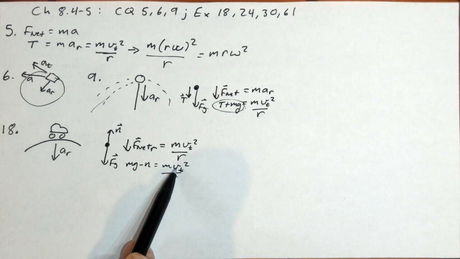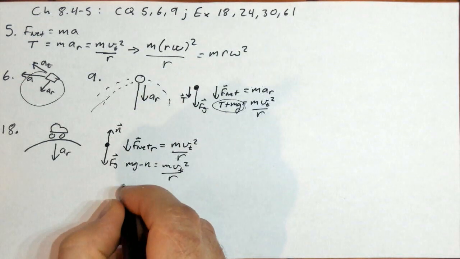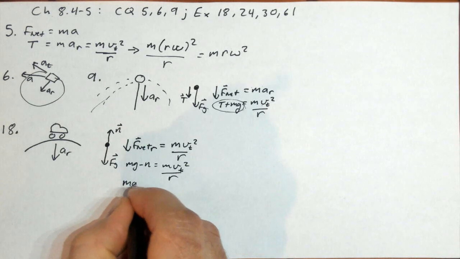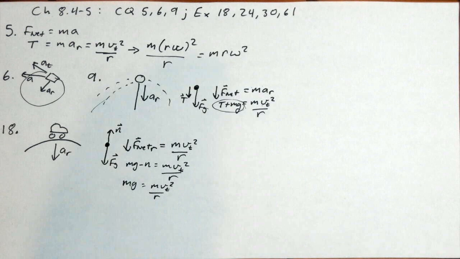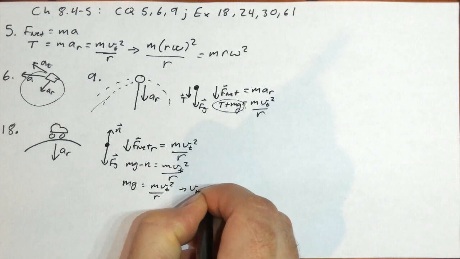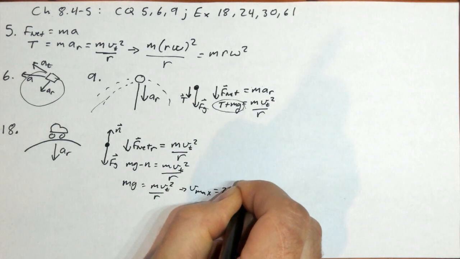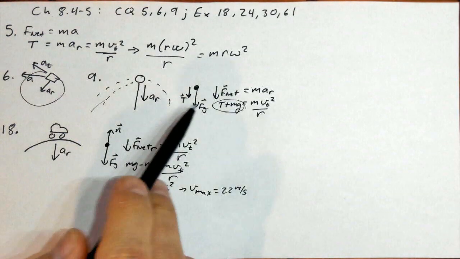This gets bigger and bigger and bigger until it reaches v max, which is when this got smaller and smaller and smaller until it reached 0. And so by doing that, we get mg equals m vt squared over r, and we can solve for that vt. If you do, you'll get 22 meters per second.